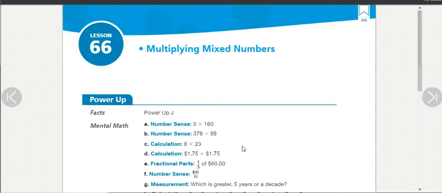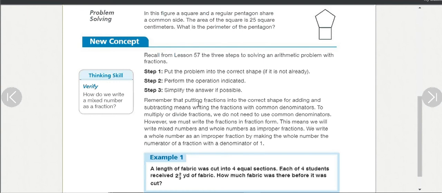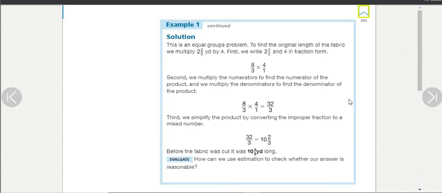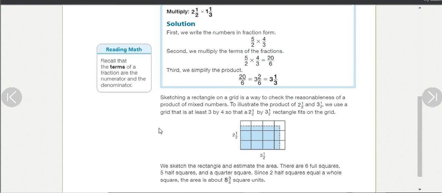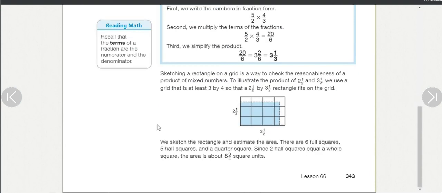We're multiplying mixed numbers. You put it in the right shape. You perform the operation, multiplication in this case, and you simplify if there can be any simplification. Here's that equal groups number with some different numbers. Here's how they multiply 2.5 times 1 1/3. We call the numerator and denominator the terms of a fraction.